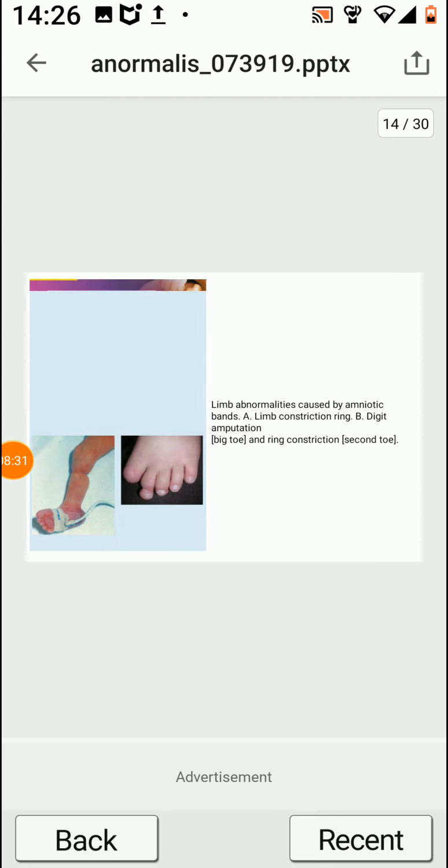And now these are other abnormalities of another category caused by amniotic bands. Amniotic bands: in image number 1 there is limb constriction. Image number 2 there is toe amputation, toe constriction. Yeah, the toe is constricted, as you can see.